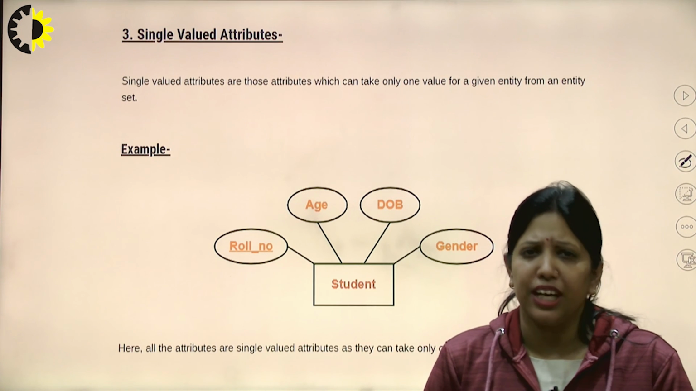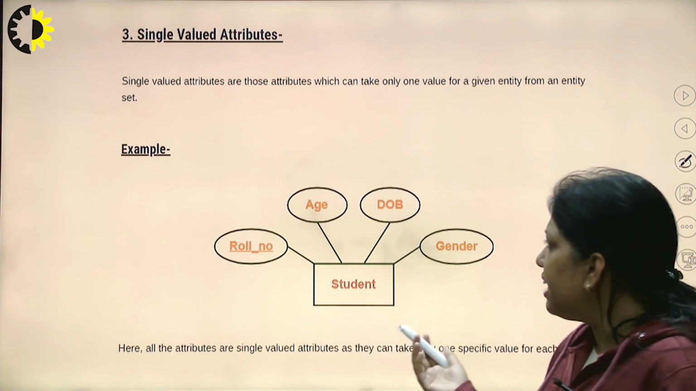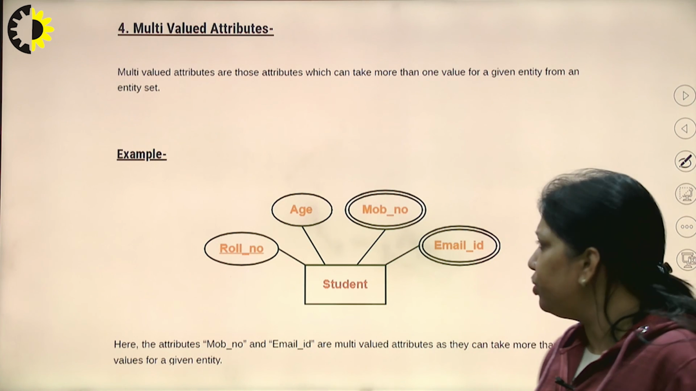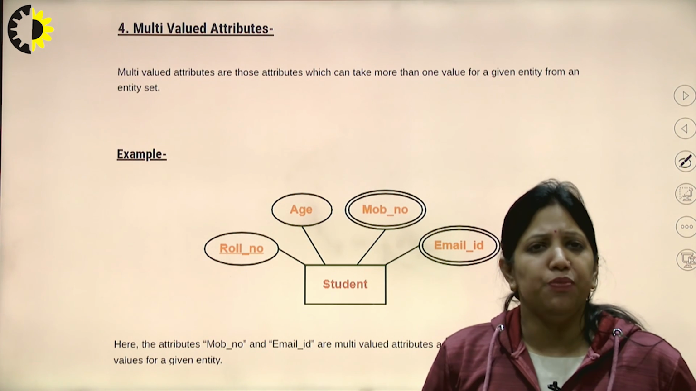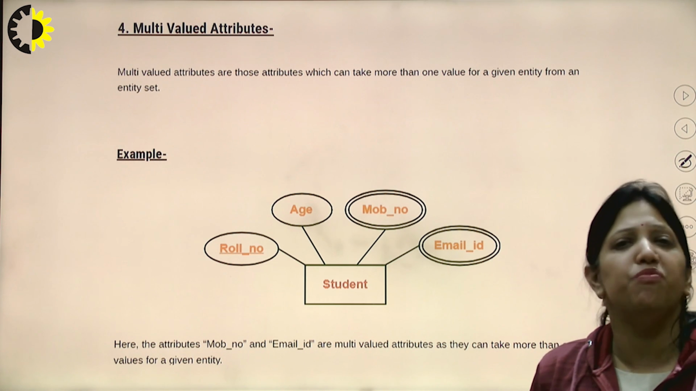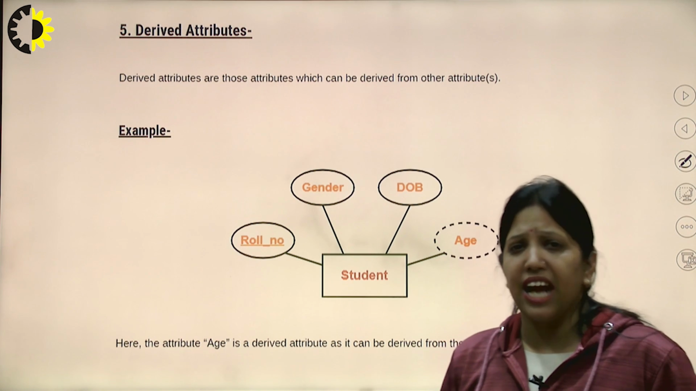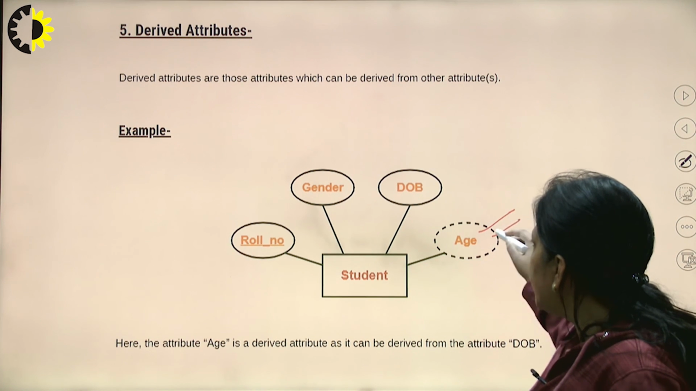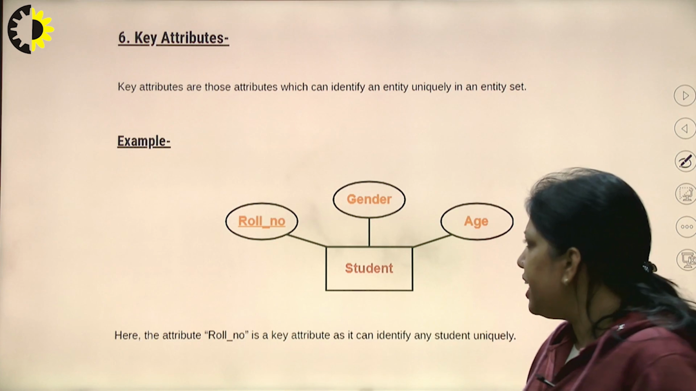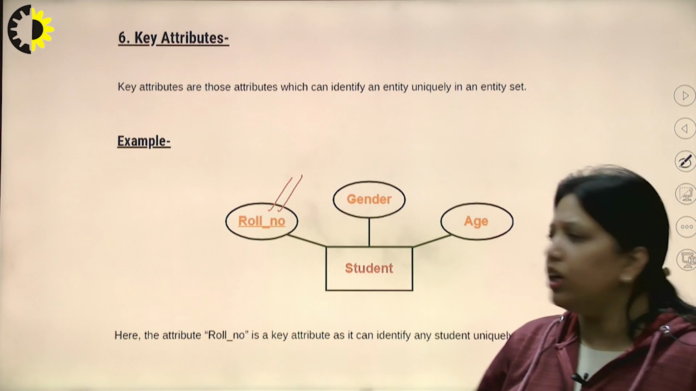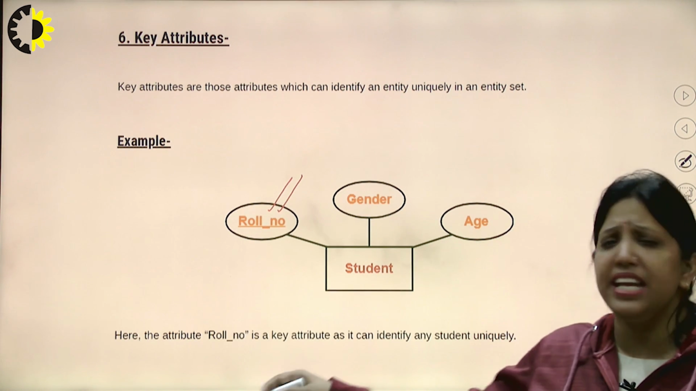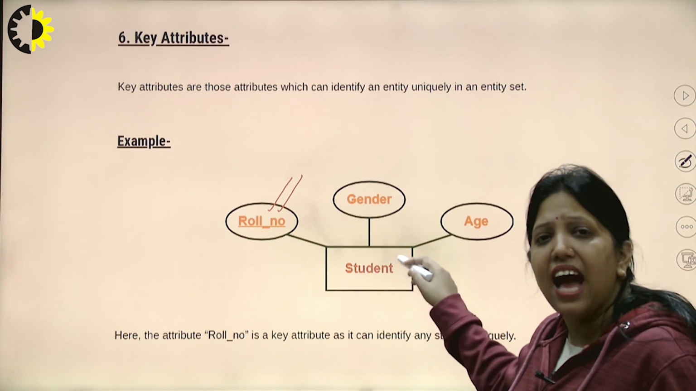Then we have single valued attribute. All of these attributes have only single values. Then we have multi-valued attributes. Here mobile number and email ID are multi-valued attributes. It means a student can have more than one mobile number and more than one email ID. Then we have derived attribute. Age can be derived on the basis of the date of birth. Then key attribute. Here the roll number acts as a key attribute because for every student we have a different roll number. So roll number is the attribute that can uniquely identify each entity in this entity set, that is student.